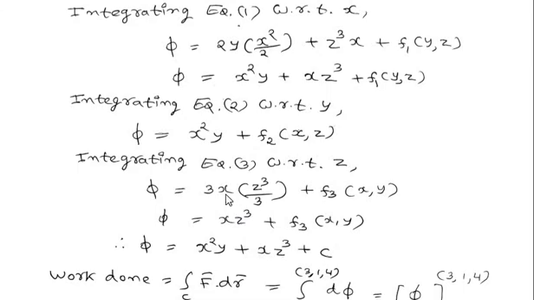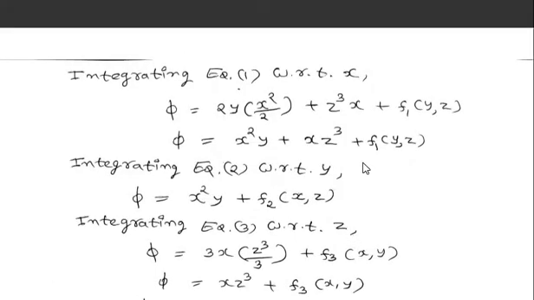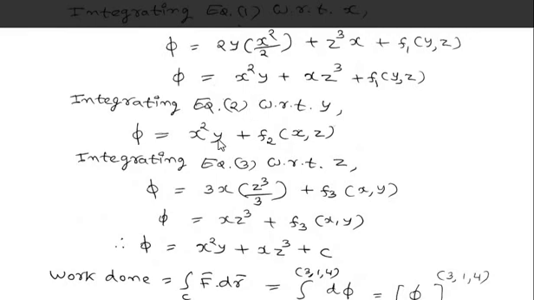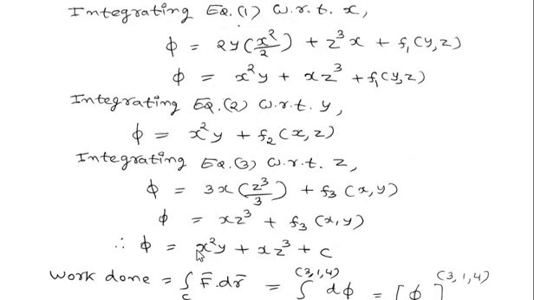You can see over here that it is 3x times z³ by 3 plus f3 of xy. So the 3 will cancel out, and we have xz³ plus a function of xy. Now we have to write down the common result. Here we have x²y, and here again we have x²y, so we will write x²y only once. Then here we have xz³, and again here we have xz³.